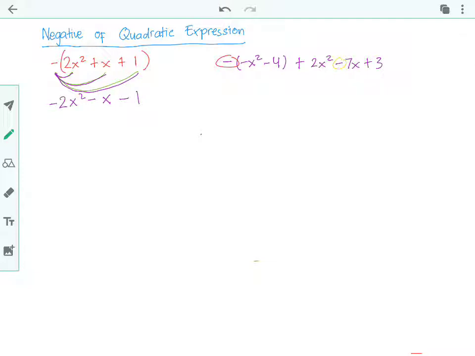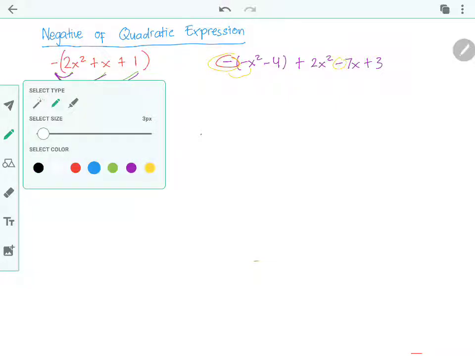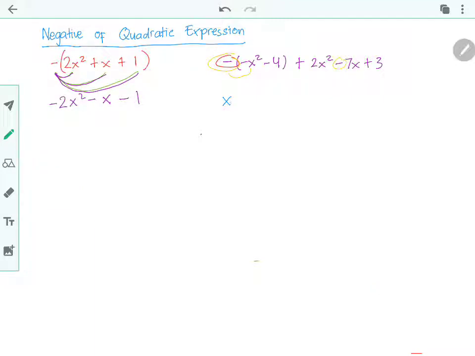Now it means this negative here will make the negative x squared become the inverse of it. What is the inverse of it? Negative x squared becomes x squared. And then negative times negative 4 becomes plus 4. So I just need to write the rest of it: plus 2x squared minus 7x plus 3. Now we need to combine what we already know before about addition and subtraction of quadratic expressions.